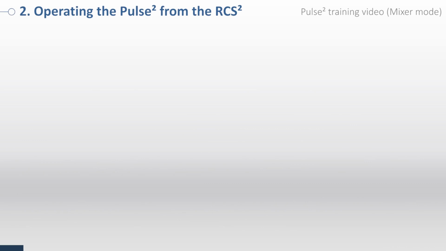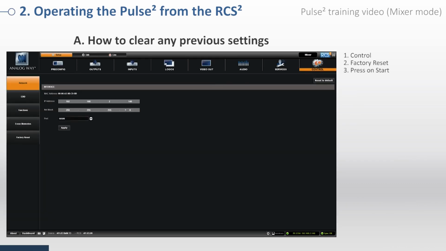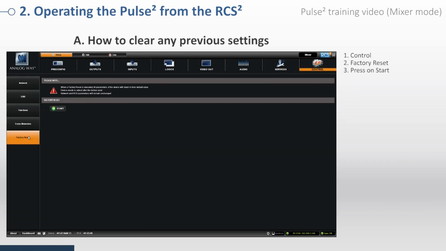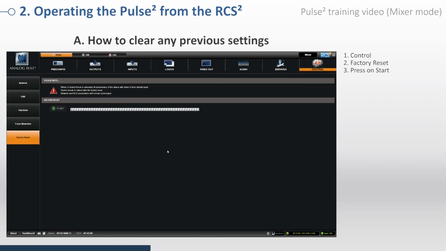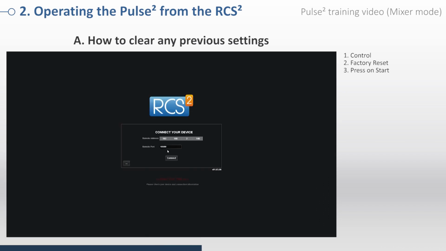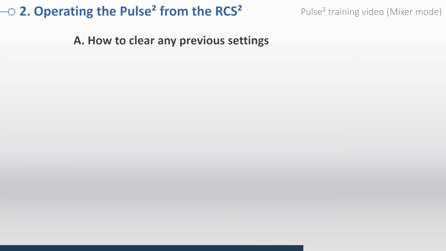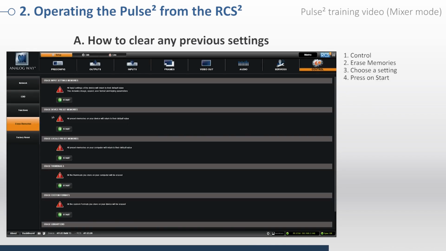Operating the Pulse² from the RCS2. How to clear any previous settings. Go to the Control section, then to the Factory Reset tab, and press on Start to erase all settings. This erases all settings except the network configuration and RCS2 parameters. If you want to erase individual settings, go under the Erase Memories tab and choose which settings you want to erase by pressing on Start.